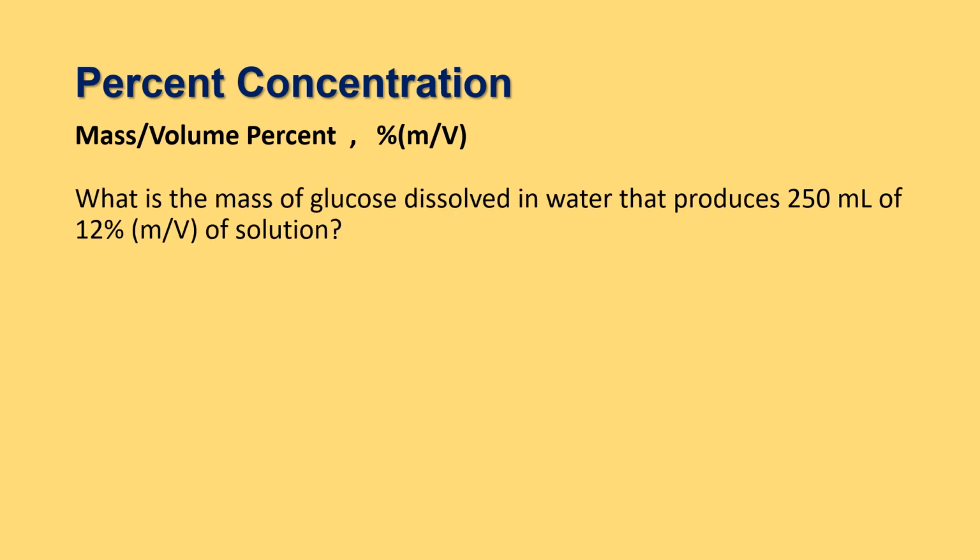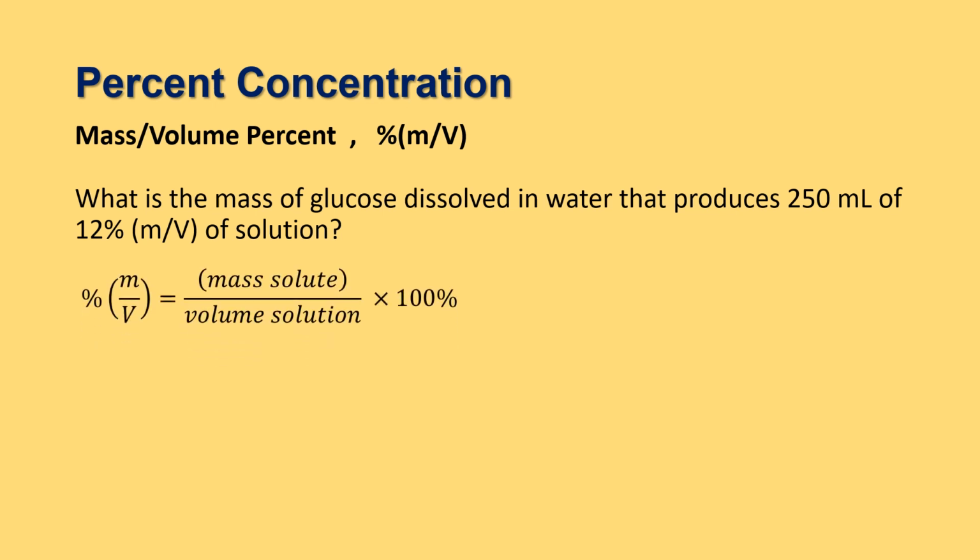And finally, for our last problem, we have here, what is the mass of glucose dissolved in water that produces 250 ml of 12% mass volume percent of solution? So we are asked to determine the mass of our solute, and the given are the volume of our solution, which is 250 ml with a concentration of 12% by mass volume percent.